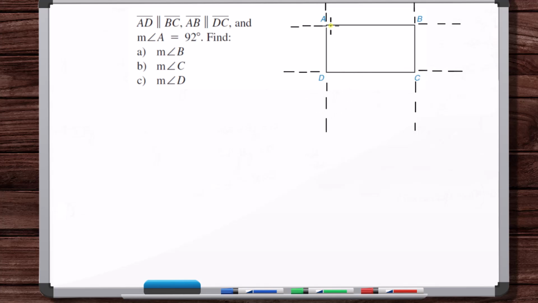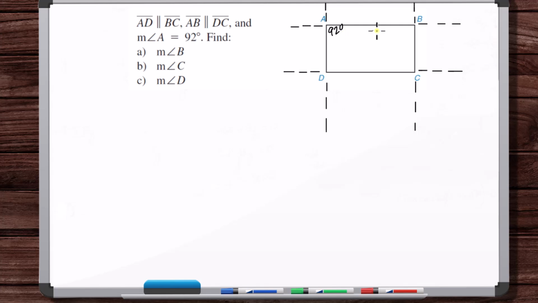Okay, so we've got AD and BC cut by transversals AB and DC. And then AB and DC are parallel lines cut by transversals AD and BC. You see, there are separate cases here. So, all right, the measure of angle A is 92.